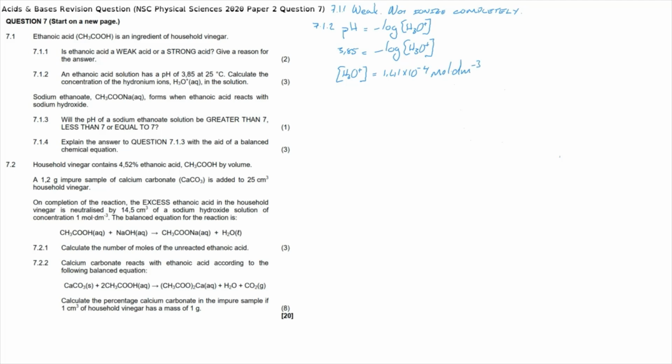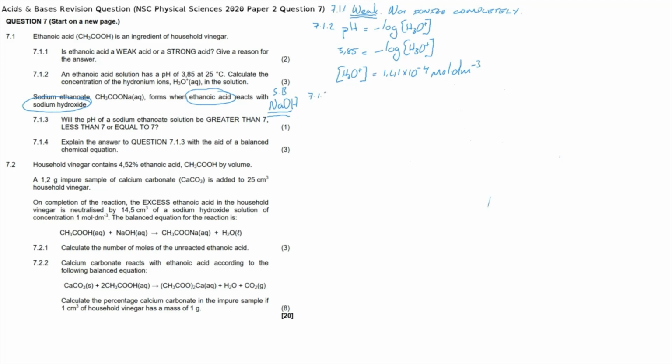Question 7.1.3, sodium ethanoate forms when ethanoic acid reacts with sodium hydroxide. 7.1.3 asks, will the pH of sodium ethanoate solution be greater than, less than, or equal to 7? What's important for us to realize is that this is a reaction between ethanoic acid, that we have already said is a weak acid, and sodium hydroxide, that being NaOH. And sodium hydroxide is one of the 3 strong bases that we will always deal with. And since it is a reaction between a strong base and a weak acid, we know that that is going to form a basic solution.